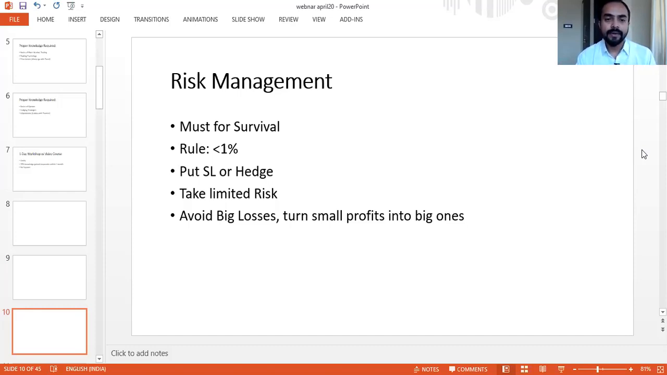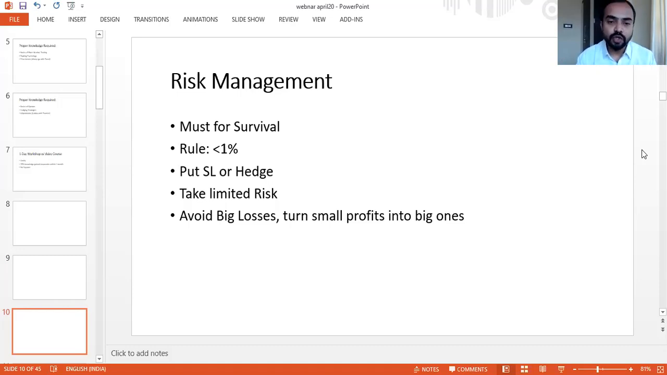If your stop loss is not getting hit, that means two things. First, you are not putting stop loss, which is very bad. You will make a big loss. Or even if you are putting stop loss, it is so big that it is not getting hit. But one day when it is hit, you'll make a big loss. So stop loss protects you from big loss. So always put stop loss and take limited risk.